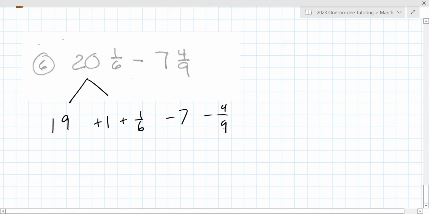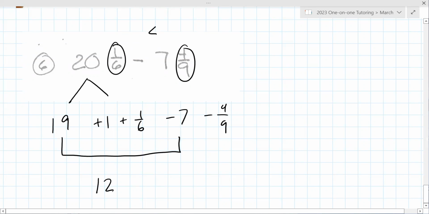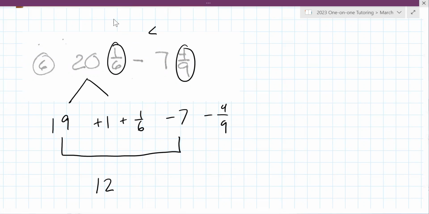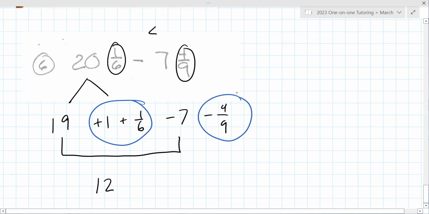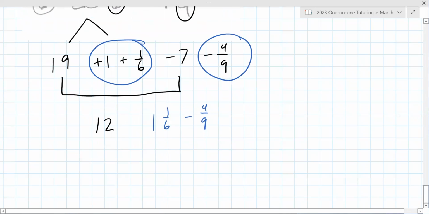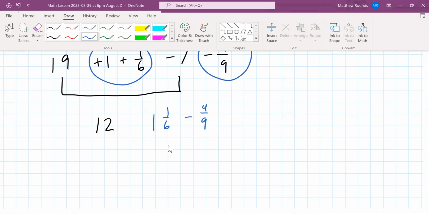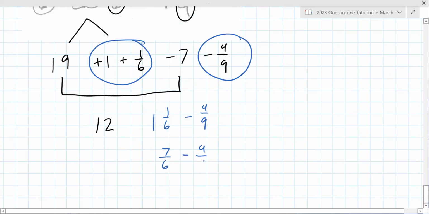Yes, I think that's what we do. 19 and 1/6 minus 7 and 4/9, and the reason you do that is because the 1/6 is less than the 4/9. So if it wasn't, then you would have a different approach here. So you take the 19 minus the 7, that's 12. And then this 1 and 1/6, you have to group that together and subtract the 4/9. So 1 and 1/6 minus 4/9. And that's where you make it an improper fraction. So this becomes 7/6 minus 4/9.